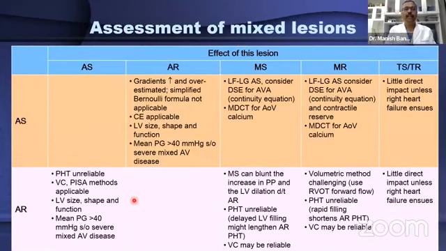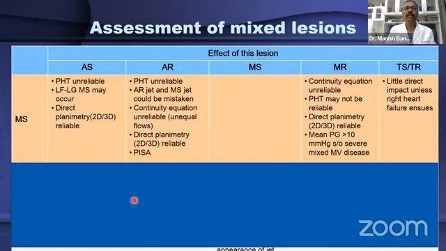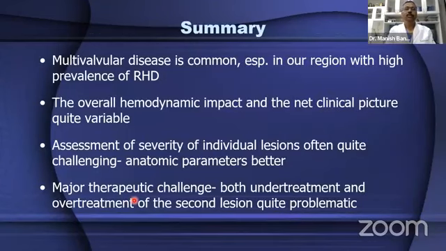These two tables summarize the effect of all these valve lesions on each other. I will skip them. So to summarize, multivalvular disease is common, especially in our region with high prevalence of rheumatic heart disease. The overall hemodynamic impact and the net clinical picture are quite variable. Assessment of severity of individual lesions is often quite challenging. Anatomic parameters are better than Doppler parameters. And lastly, it also presents a major therapeutic challenge because both undertreatment and overtreatment of the second lesion is quite problematic and leads to adverse outcomes in the future. Thank you so much.